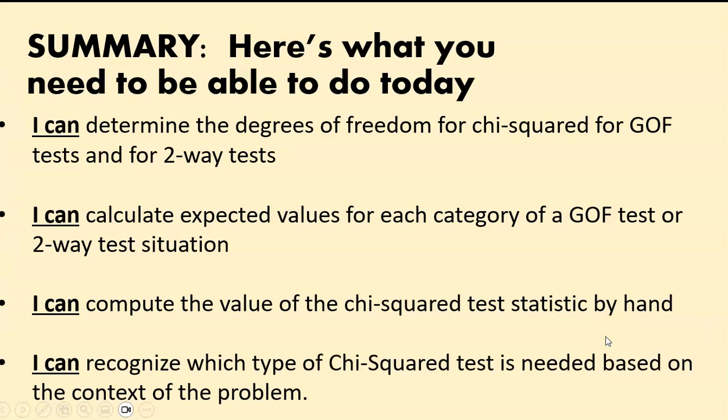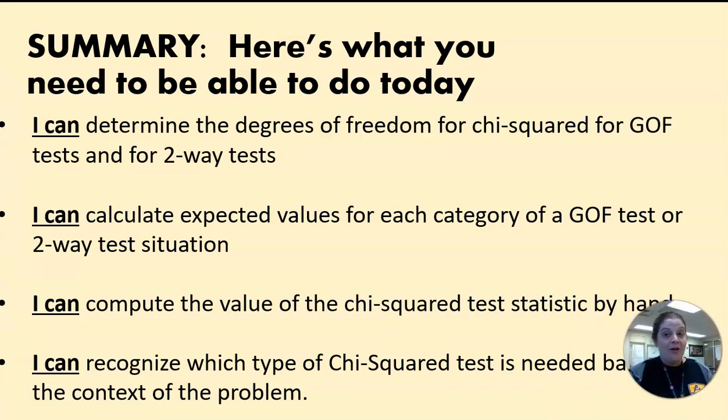And you also need to be able to determine what kind of chi-squared test is needed based on the context of the problem. Now, I promise you that next time we will work on looking at some examples and trying to determine which one is which. But for now, focus on the expected counts and thinking about what these could be. Does it look like multiple groups? Does it look like multiple variables? What's going on? And we will work on that more next time.